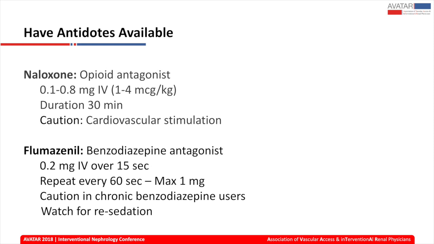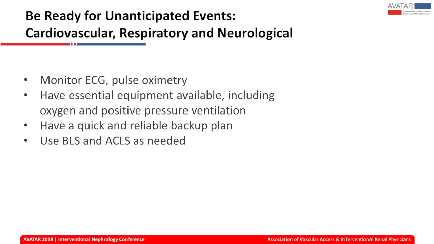So you should have antidotes available. Naloxone is an opioid antagonist that you have to use. Flumazenil is a benzodiazepine antagonist. You should know the dosages. You should know the limitations. You should know that the half-life of flumazenil is not long enough, and the patient can actually go back into sedation a little bit afterwards when the effect of flumazenil wears off, and you may have to redose the patient. So those things are important to understand.